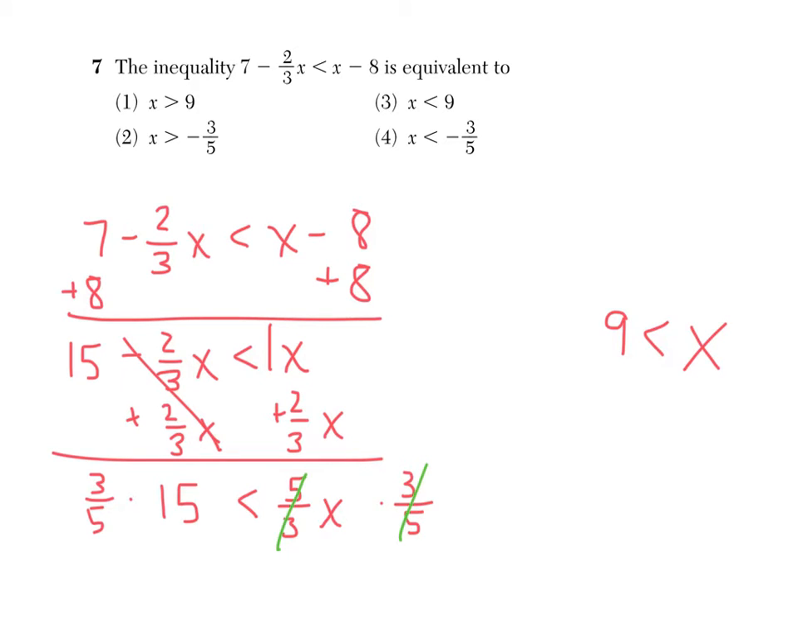Now we want to be careful which choice. Clearly we're looking at either choice 1 or choice 3. But which one of those is correct? Well, if you notice here, if I move my x to the left-hand side like it is in the two choices, the inequality sign is open up to the x. So I want to make sure that I choose the one where the inequality is open to the x and pointing at the 9, which would be choice 1.